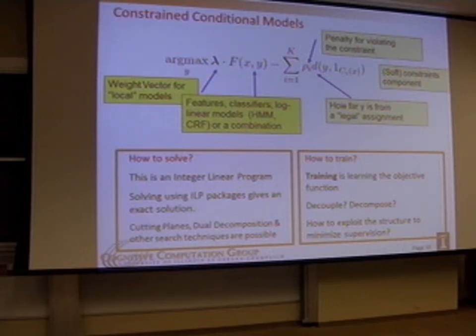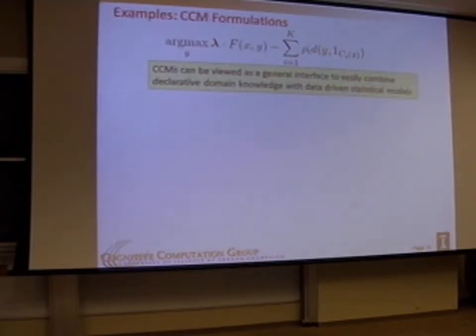And the second computational question is how to train these models. Training here means learning the objective functions, basically learning the lambdas and the rhos. And there are many interesting questions here. Do I want to decouple the learning of everything, or do I want to decompose these models? And of course, questions of learning protocols. How can I exploit the structure that I have, the constraints themselves, as a way to minimize my supervision? And I want to address some of these issues.